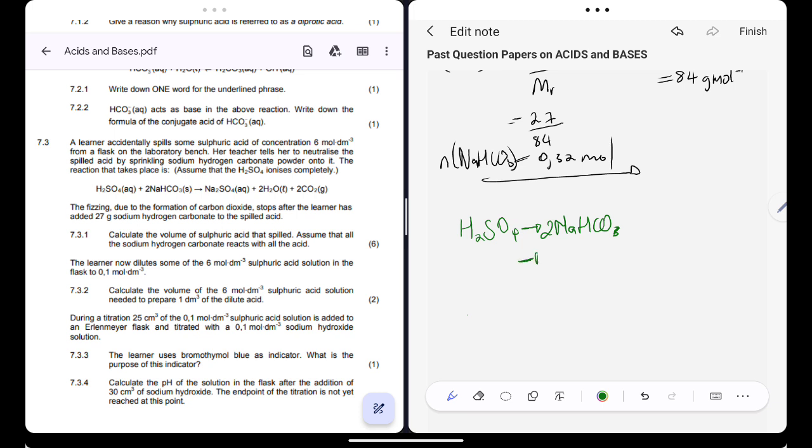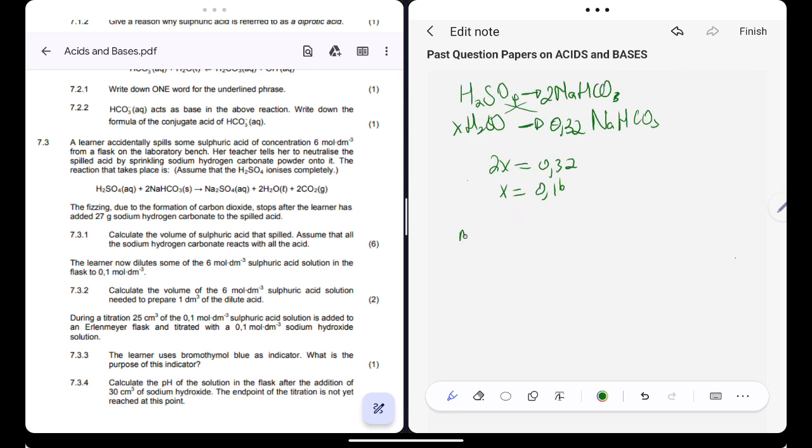But right now I do not have 2 moles of sodium hydrogen carbonate. I have 0.32. I want to know how much of the sulfuric acid I need to react with the sodium hydrogen carbonate. So I'll just place an X there because I do not know the quantity that I need. So I'll just cross multiply. I simply have 2x is equal to 0.32. Then x is 0.16. So the number of moles of my sulfuric acid is simply 0.16 moles.